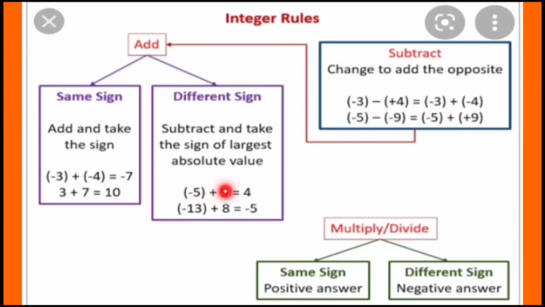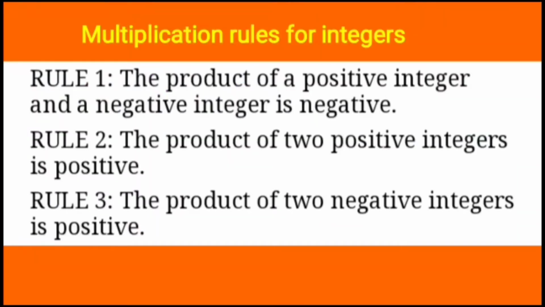When you have numbers with different signs, you have to subtract these numbers, then put the sign of the bigger number. In this case, the plus 9 is the largest number and it has a positive sign, so the answer will be positive. Next, -13 plus 8. Here also the numbers have different signs, so you subtract first, then put the sign of the largest number, 13.